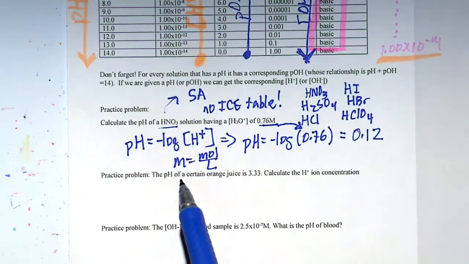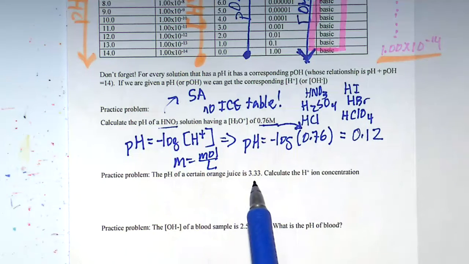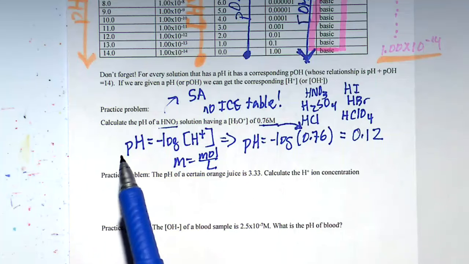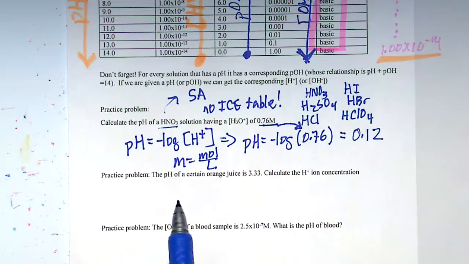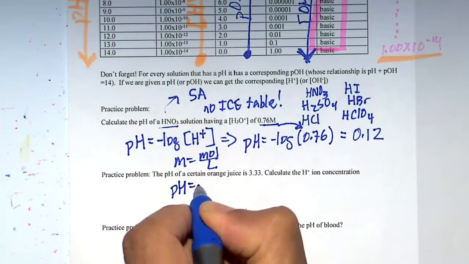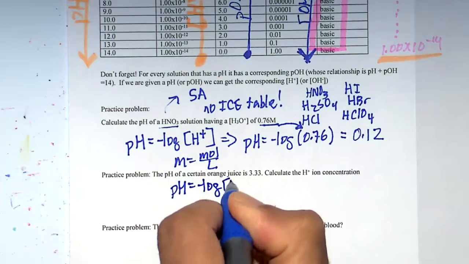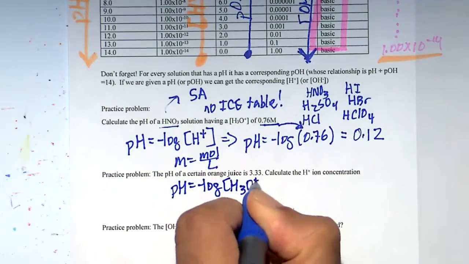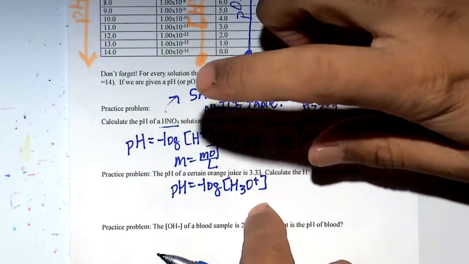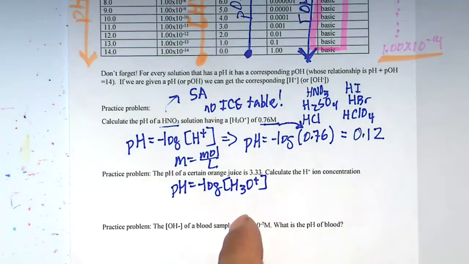How about this one? The pH of orange juice is 3.33. Calculate the hydrogen ion concentration. So here we're moving back. In the first problem, we calculated the pH. In this problem, we're going backwards, so we can go back and forth. Once again, pH is equal to minus the log of the hydrogen ion concentration. These two are the same thing, so one or the other is fine.